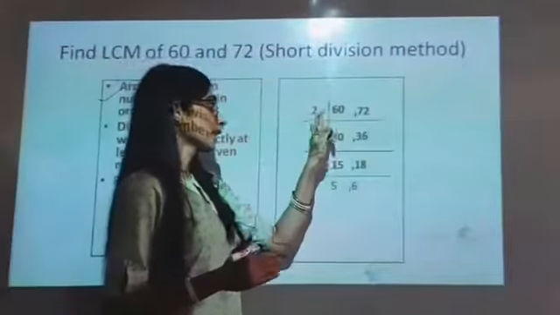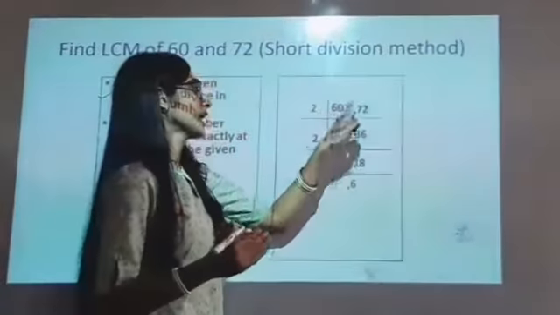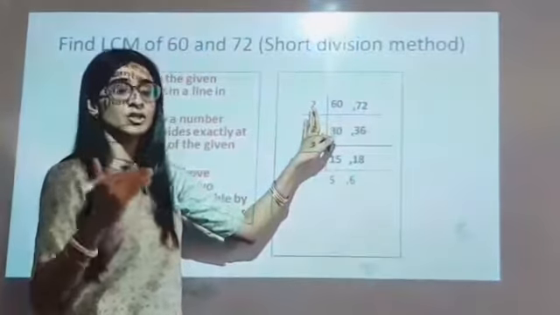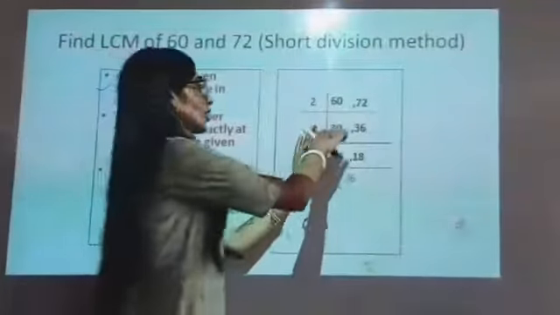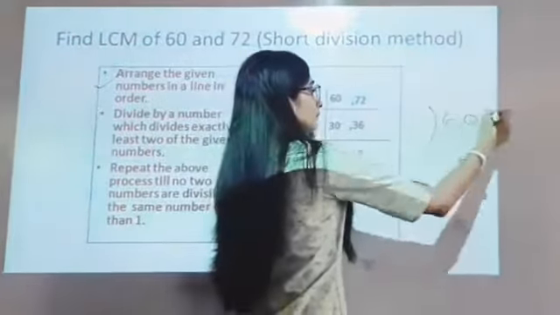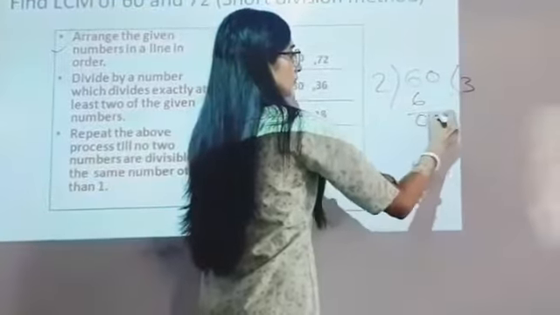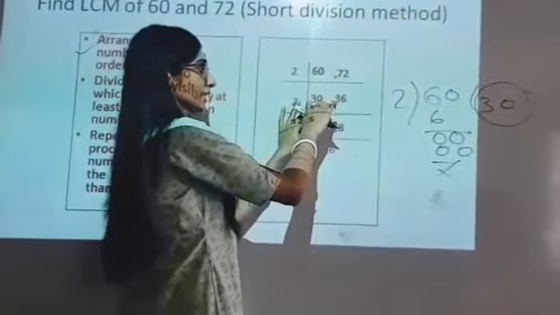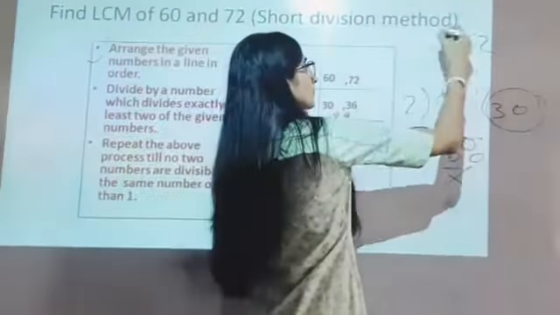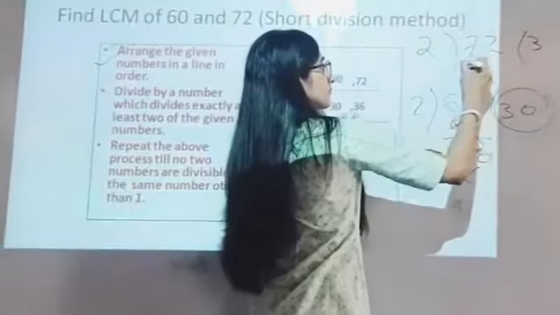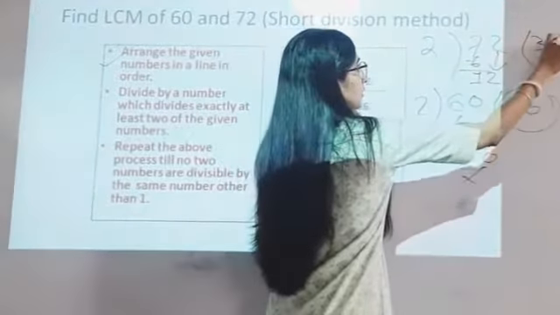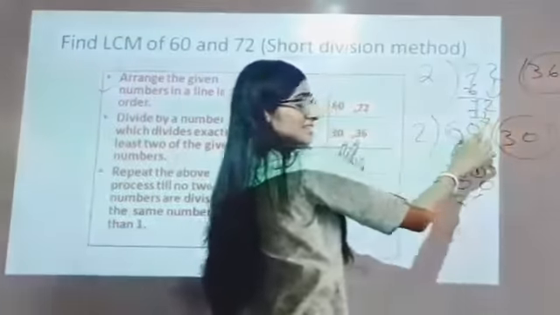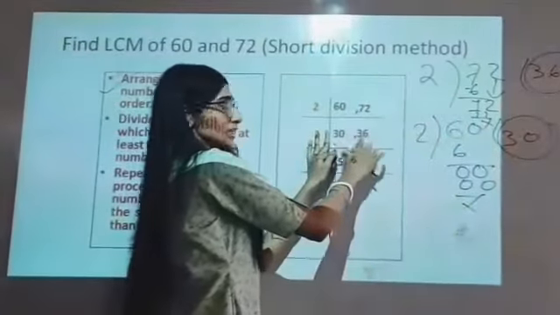So try to divide 60 by 2, it is divisible, and try to divide 72 by 2, it is also exactly divisible because 0 is the remainder. So what will be the quotient? Yes, 30 is the quotient. So 30 will be written here. Then if you divide 72 by 2, what is the quotient, children? That is 36, exactly divisible, 0 as remainder. So you write the quotient in the next line.